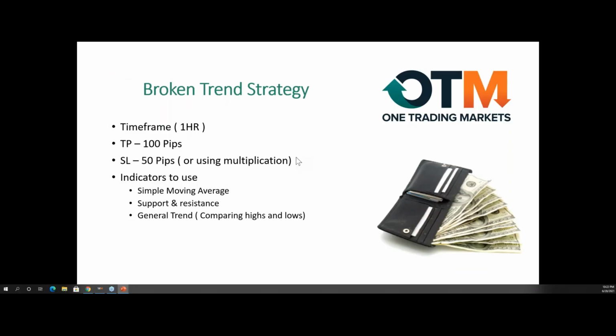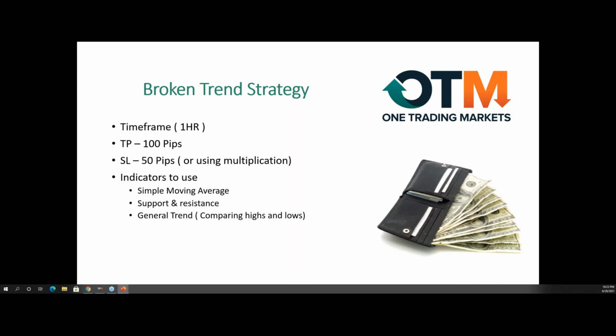And the second one is called a broken trend strategy. The time frame we use for this strategy is also 1 hour. The take profit will be 100 pips, and the stop loss could be even 50 pips, or using multiplication.